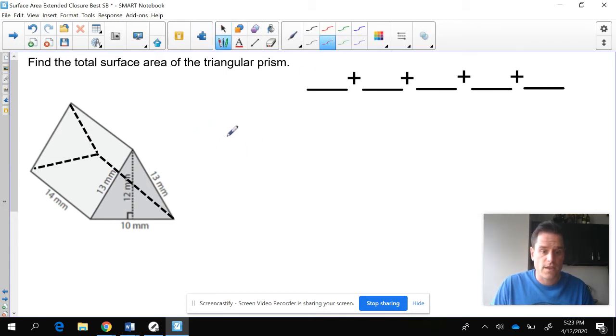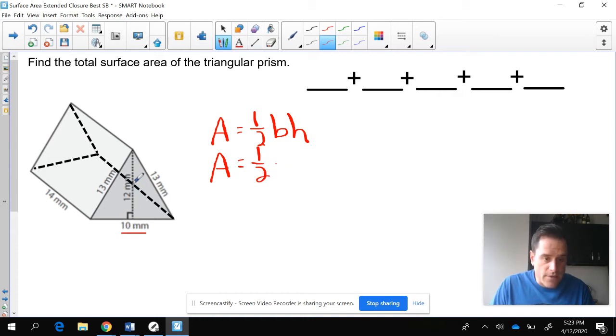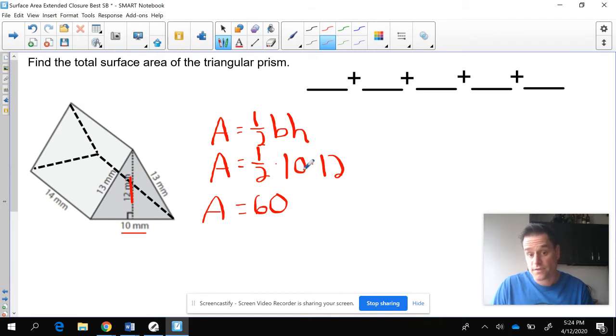And let's just solve the triangles first. Remember that all triangles are 1/2 base times height. And the base here is going to be 10. The height is 12. This is actually something you can do in your head. Half of 12 is 6. 6 times 10 is 60. Or you could have taken half of 10 is 5. 5 times 12 is 60. So we're going to throw up 60 here.